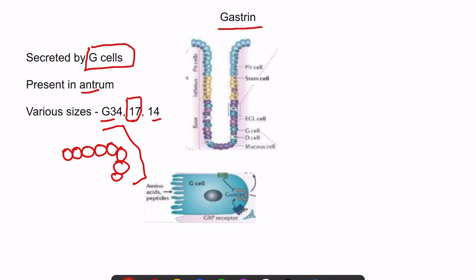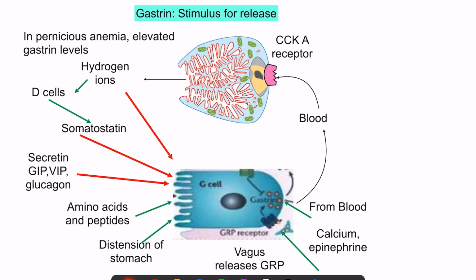So here we are seeing one G cell, and you see that the apex of this G cell has receptors. Local amino acids and peptides, that is, those present in the stomach, bind to these receptors and cause the release of gastrin. And that is true for all the enteroendocrine cells we are going to talk about. On the apex, there are receptors to which certain chemicals can bind and cause the release of that particular GI hormone.